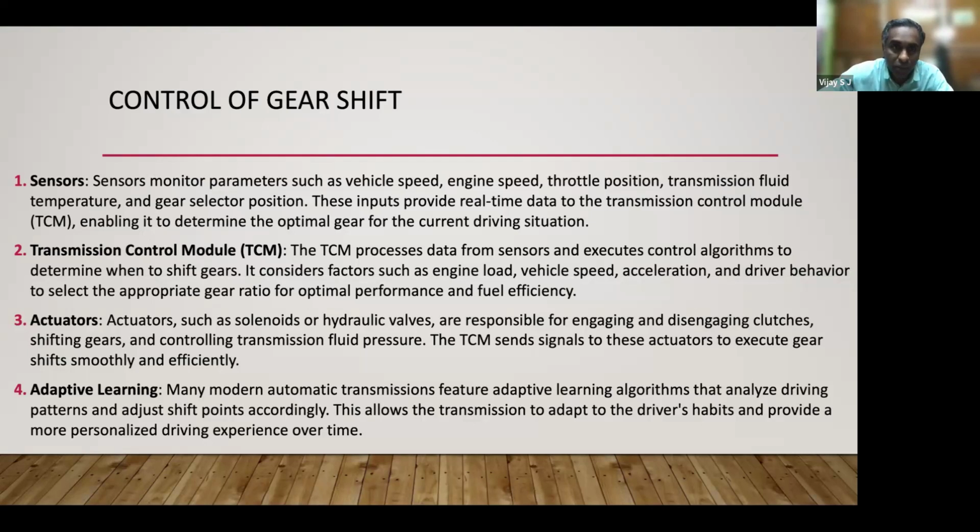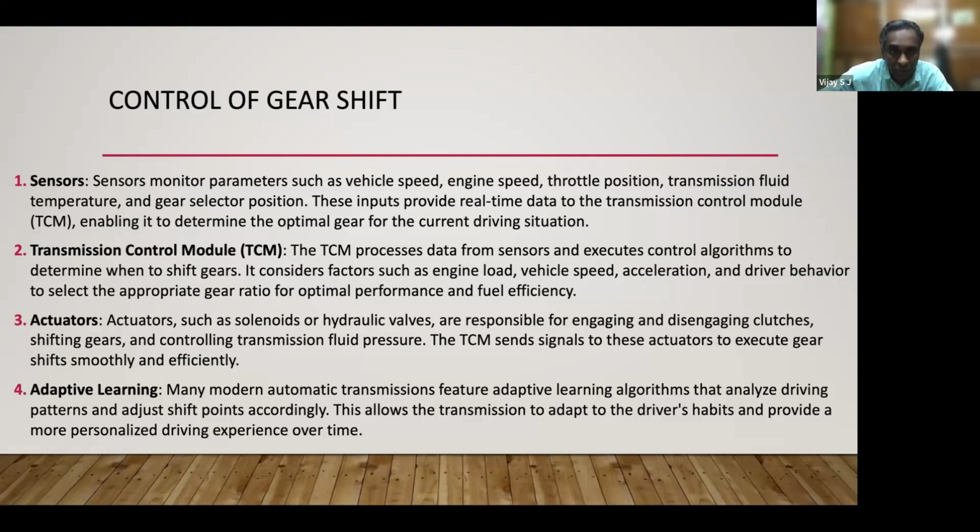All that information is fed to the computer, so the transmission control module will control the shifting of gears, vehicle speed, acceleration, and deceleration. All those things are controlled by this transmission control module. There are some actuators, like solenoids or hydraulic valves, which help you to disengage or engage the clutches, and also the shifting of gears and the fluid pressure in the system. All those things are controlled by the actuators.